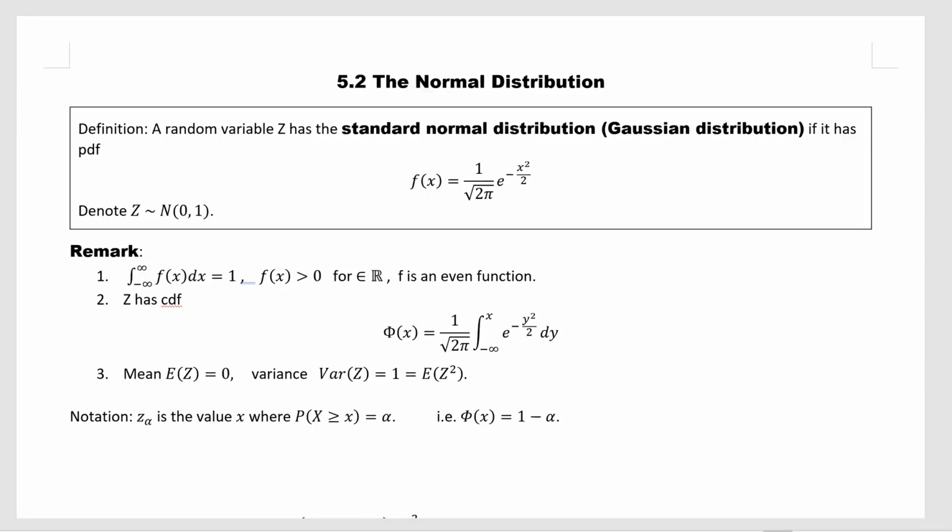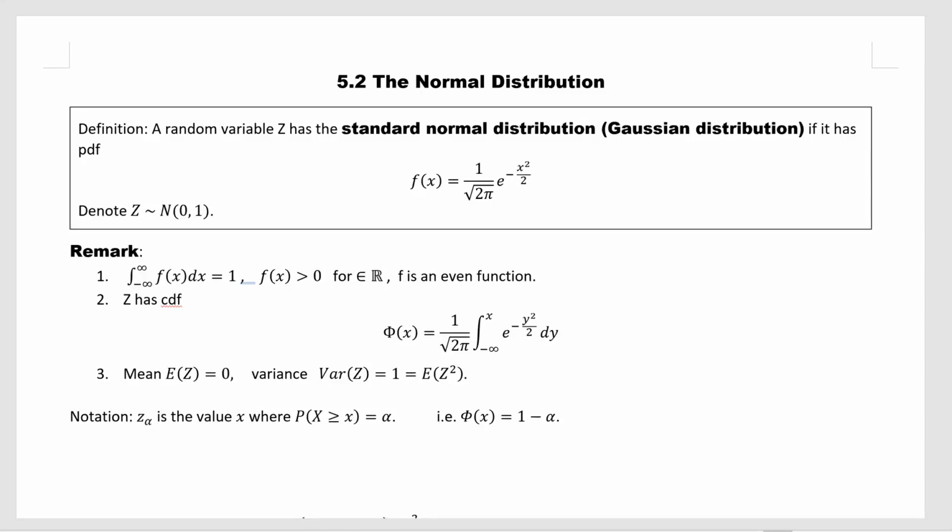Hi everyone. Today let's talk about Section 5.2, the normal distribution. Definition: a random variable Z has the standard normal distribution, also called the Gaussian distribution, if it has the PDF. So this is the PDF.